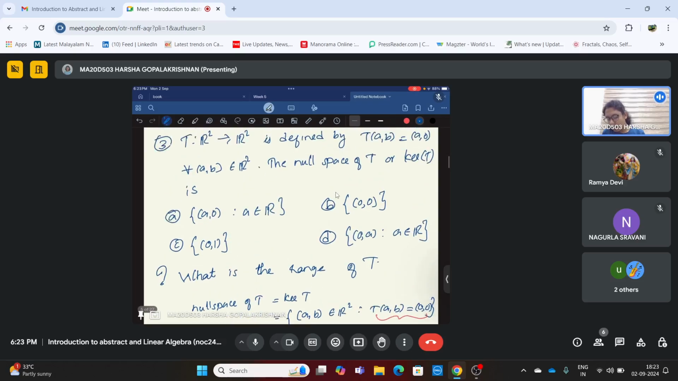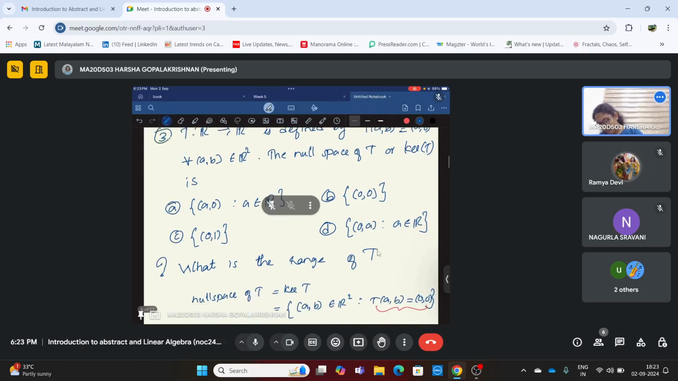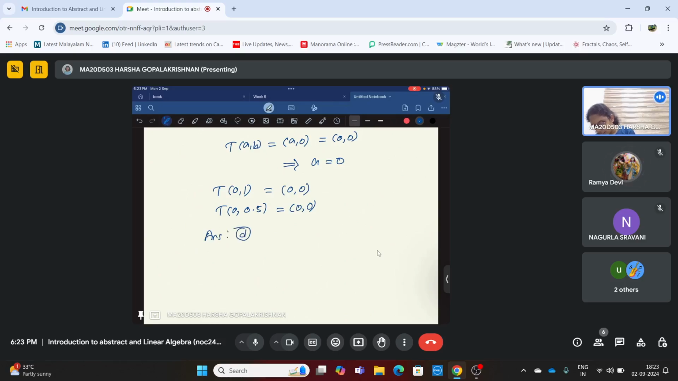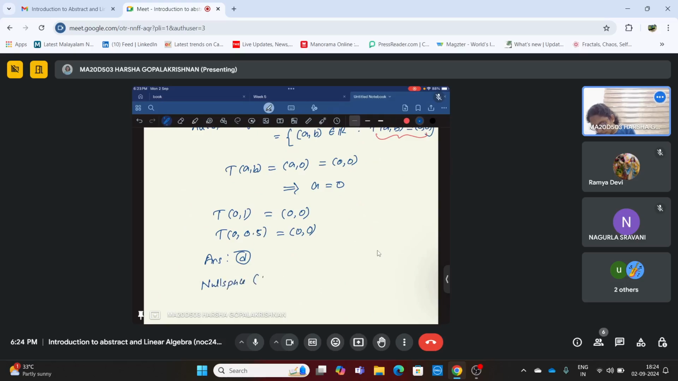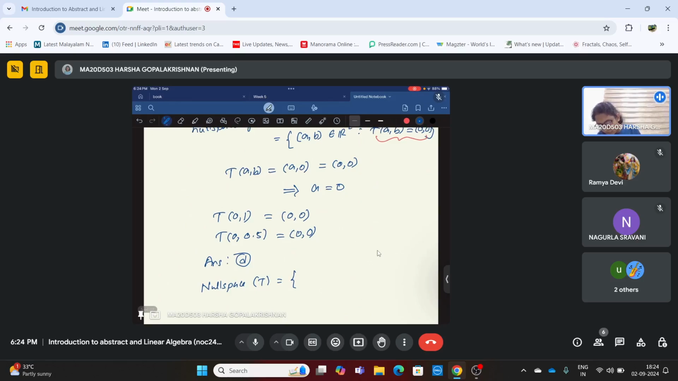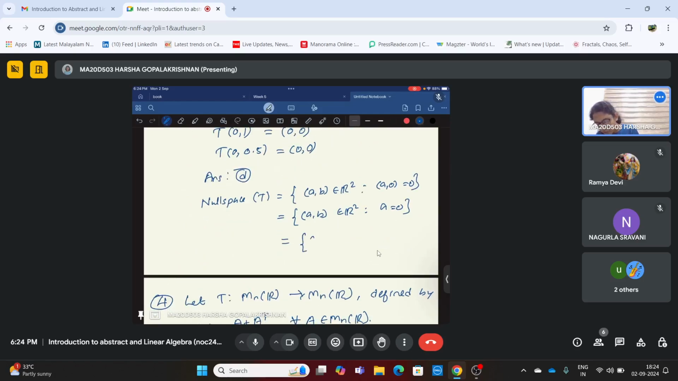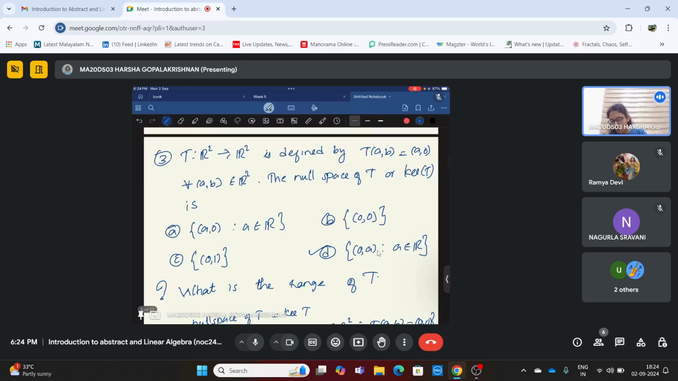Now, can you say what is the option for the null space of T? D. Okay, option D, so the answer should be D. Let me write it properly. Null space of T equals the set of all (a,b) such that T(a,b) equals 0. That is, the set of all (a,b) in R2 such that (a,0) equals 0. That means the set of all (a,b) in R2 such that a equals 0. a equal to 0 means it should be in the form (0,b) in R2. So that is what is given. Now we got the null space.